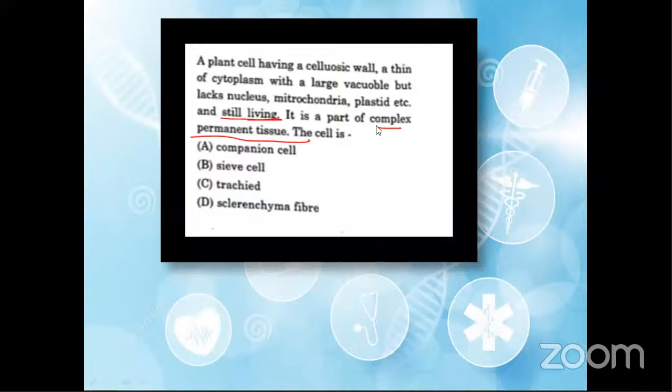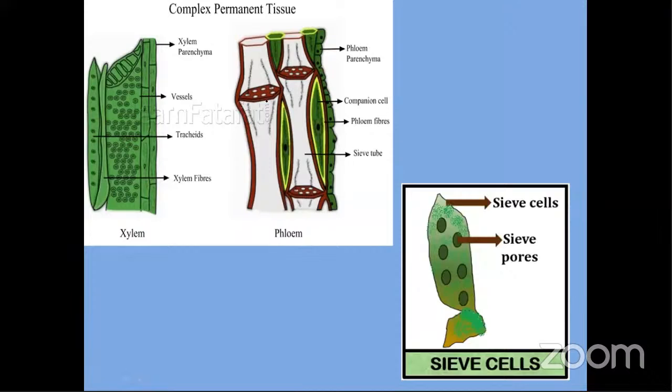Okay. Complex permanent tissue. प्लांट्स में दो टाइप के टिश्यूज होते हैं, सिंपल एंड कॉम्प्लेक्स. सिंपल में हमारा पेरेन्काइमा, कोलेनकाइमा, स्क्लेरेन्काइमा आता है. कॉम्प्लेक्स में हमारे दो आते हैं. The two types of the complex permanent tissues are the first one that is xylem and the next one is phloem. Xylem and phloem, I think सबको पता होगा इतना.